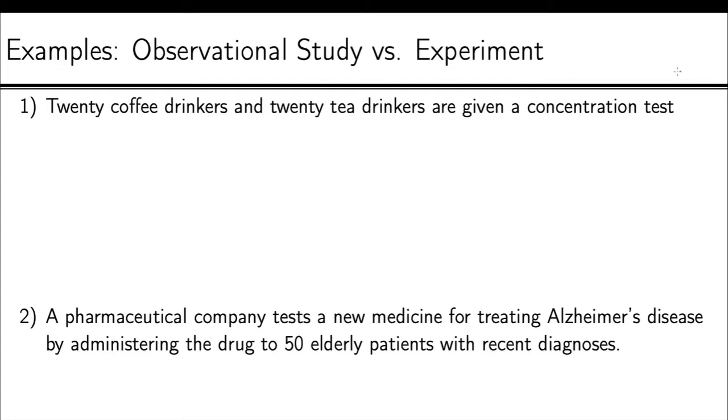20 coffee drinkers and 20 tea drinkers are given a concentration test. So here we're not making them do anything. We're not making them change anything they're doing. We're not forcing some people to drink coffee and some people to drink tea. We're just taking these people and then doing a test to see what we can observe. So this is an observational study.